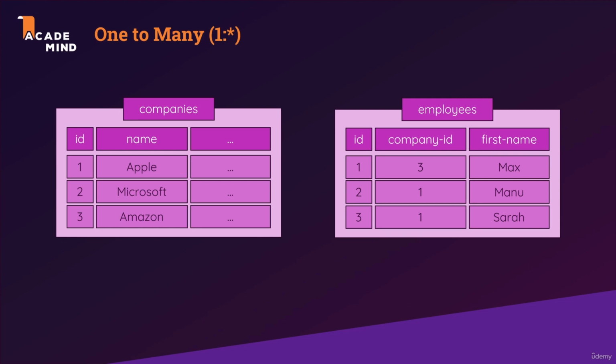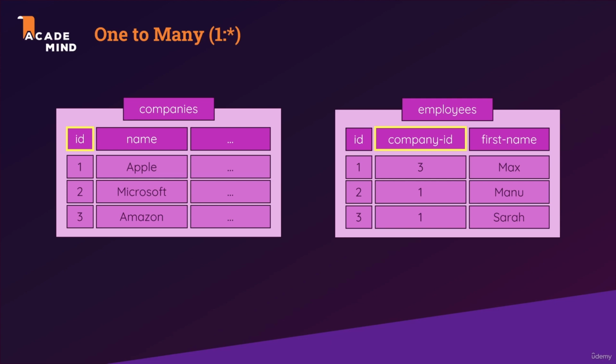Now, this company ID is actually, again, a foreign key. Specifically, we have the primary key here in the companies table. So this first column is the primary key, so the individual unique identifier for each company. But the company ID here is the foreign key of this ID, referring to the specific company.